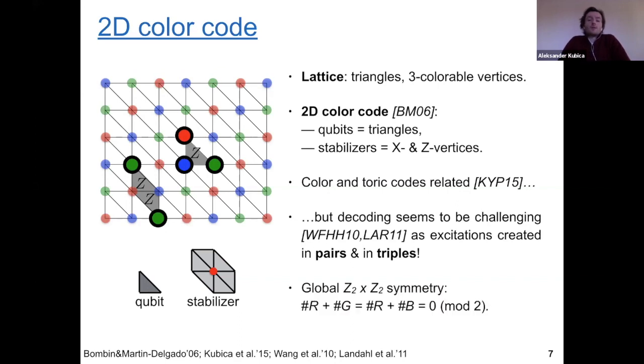And there is a global Z2 cross Z2 symmetry in the system, and this symmetry shows up in the following: the total number of red and green excitations in the system is even, so is the total number of red and blue excitations in the system. This observation will be crucial for the restriction decoder.